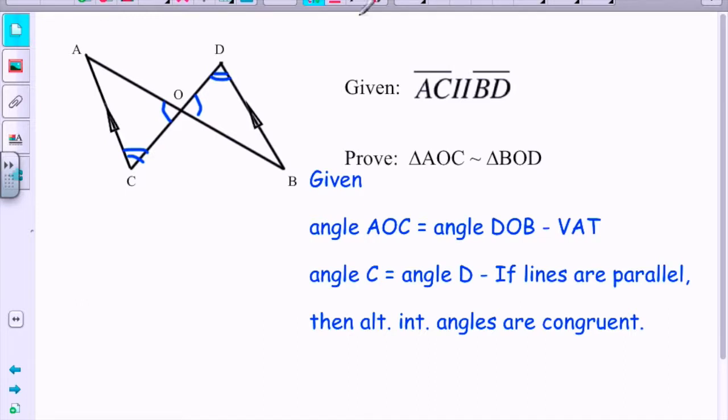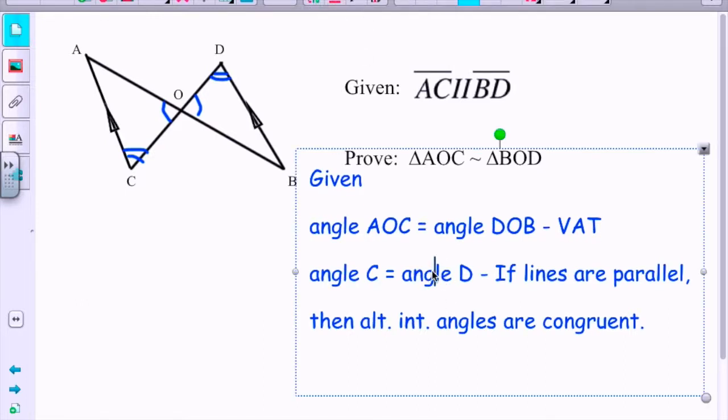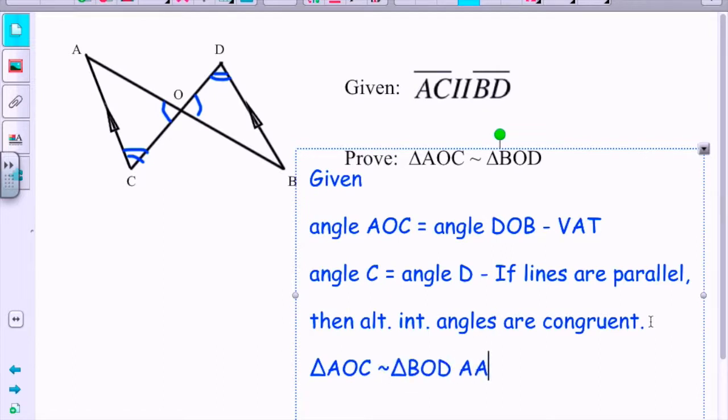So note the difference between similar and congruent. So now I can say triangle AOC is similar to triangle BOD by AA similarity. So it's as simple a proof as that. You just need to be able to prove 2 sets of angles are congruent.